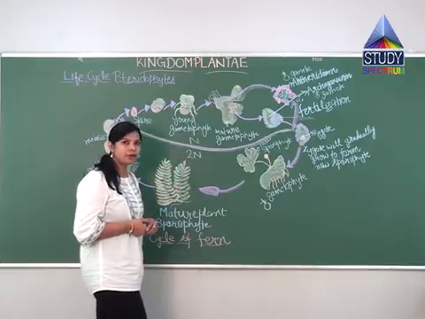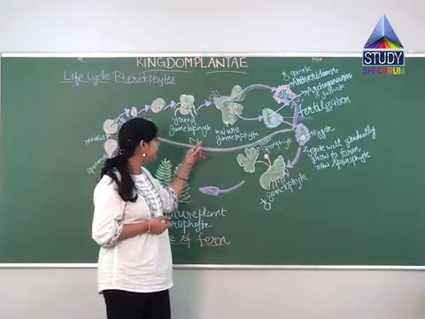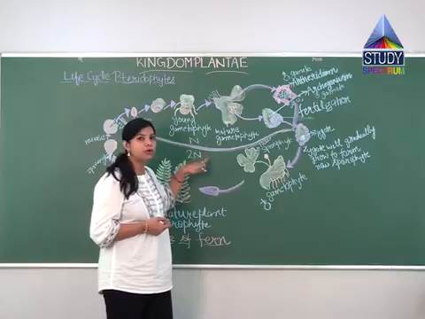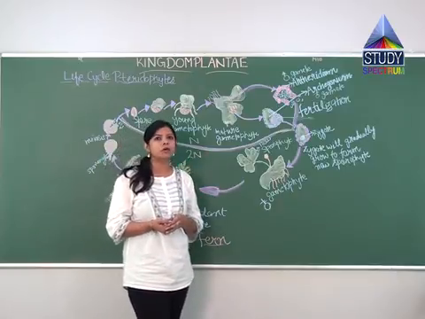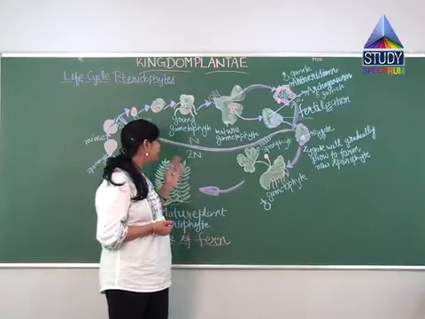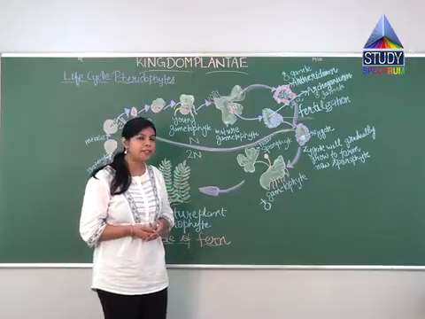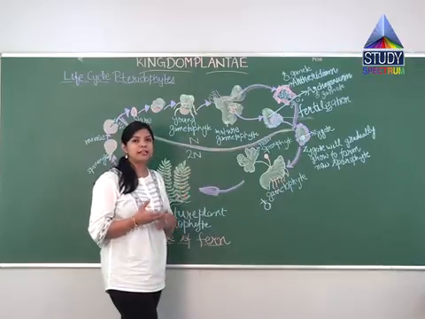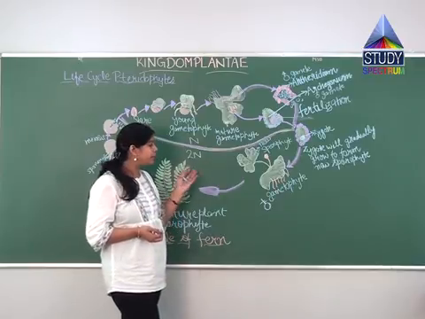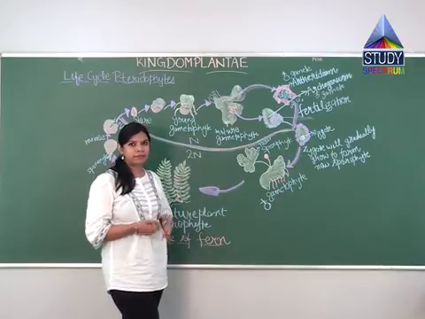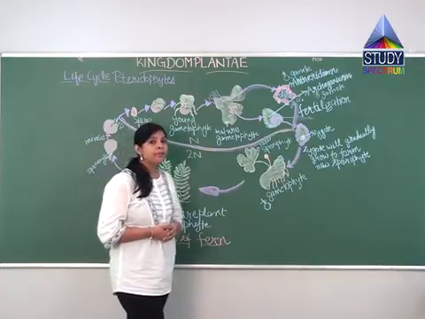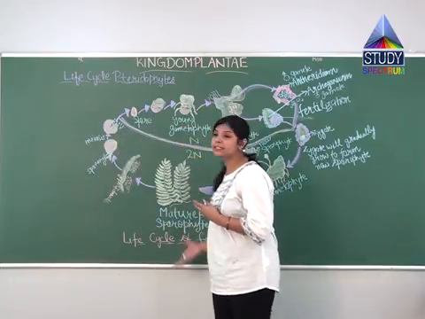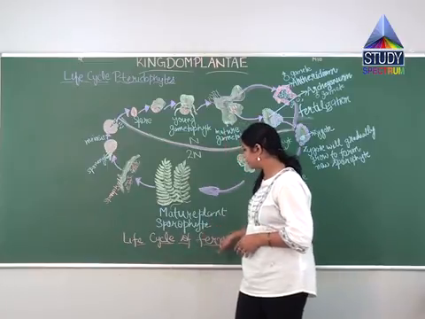So what is the meaning of haploid stage? It means here only n number will be included, means the set of chromosomes will be single. But if I talk about the diploid stage, it means it will be in 2n numbers, means the set of chromosomes will be diploid. So how this life cycle takes place, let us discuss. Here I have taken the life cycle of fern.